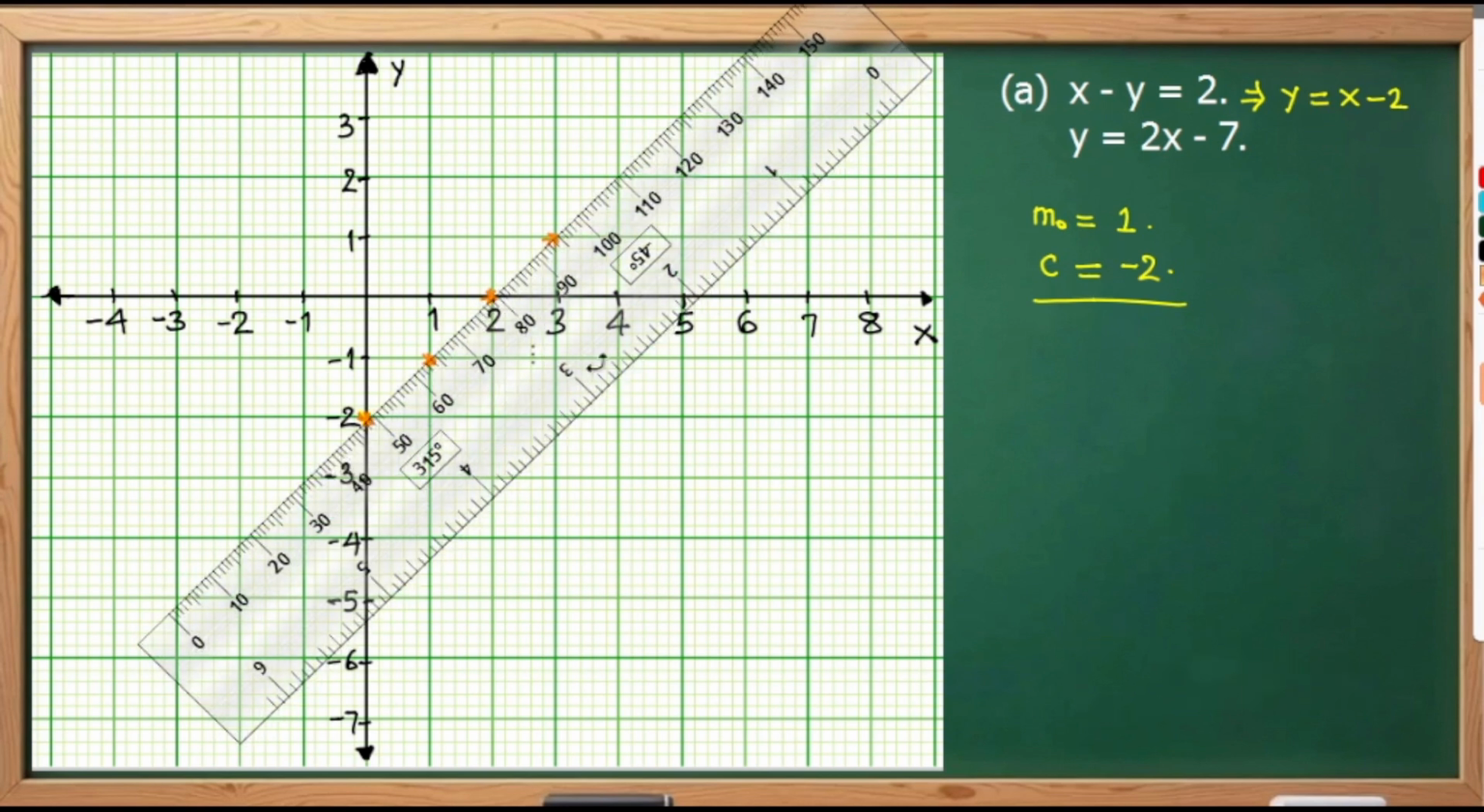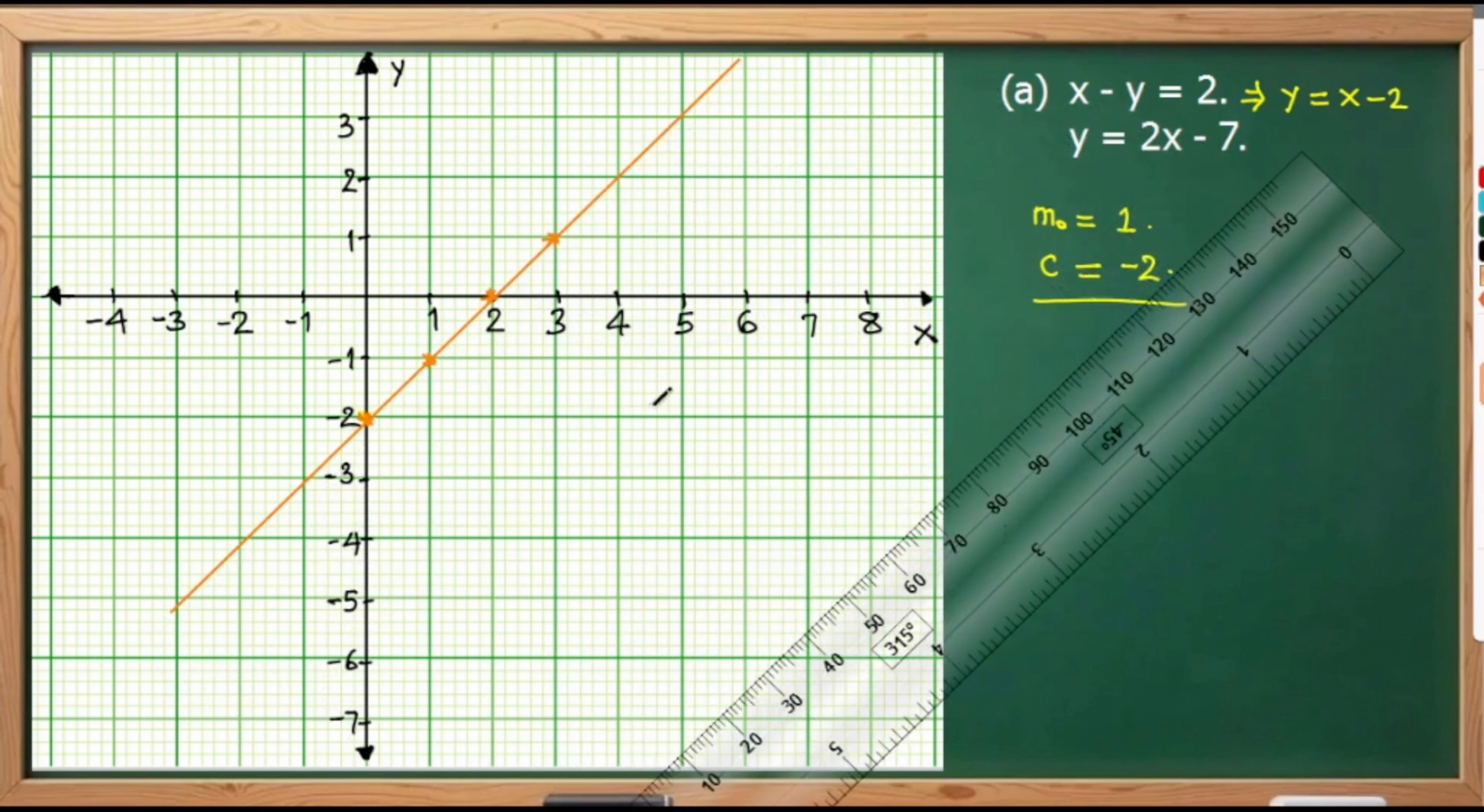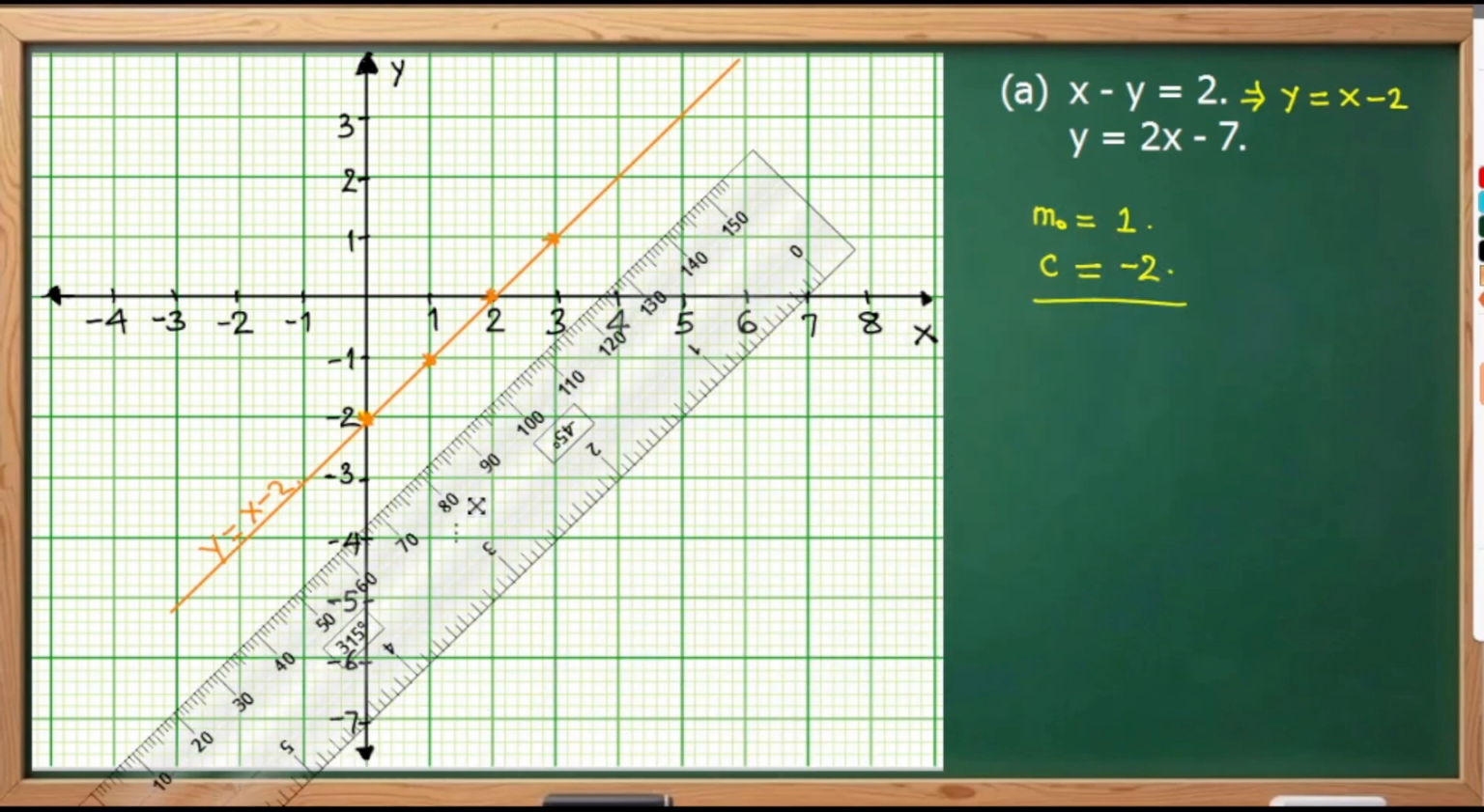Here, yeah, I think this one is looking fair. So let's draw a straight line passing through these points. There we go. And then take our ruler aside a little, then we can give a name to this line, and the name is y equals x minus 2. Now let's move on and do the same for the next line.